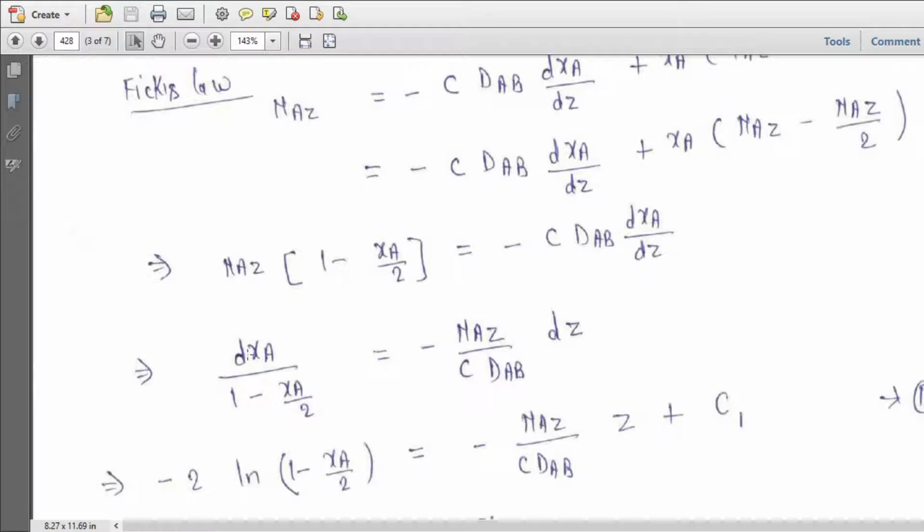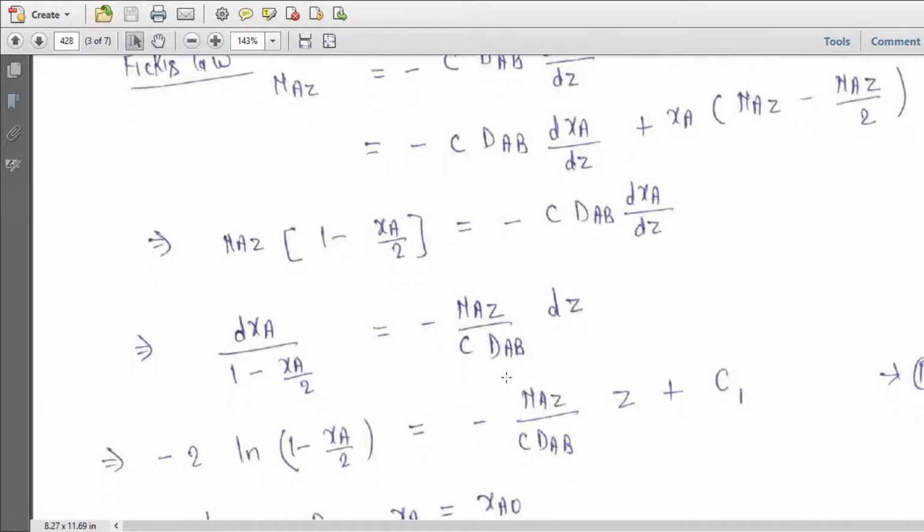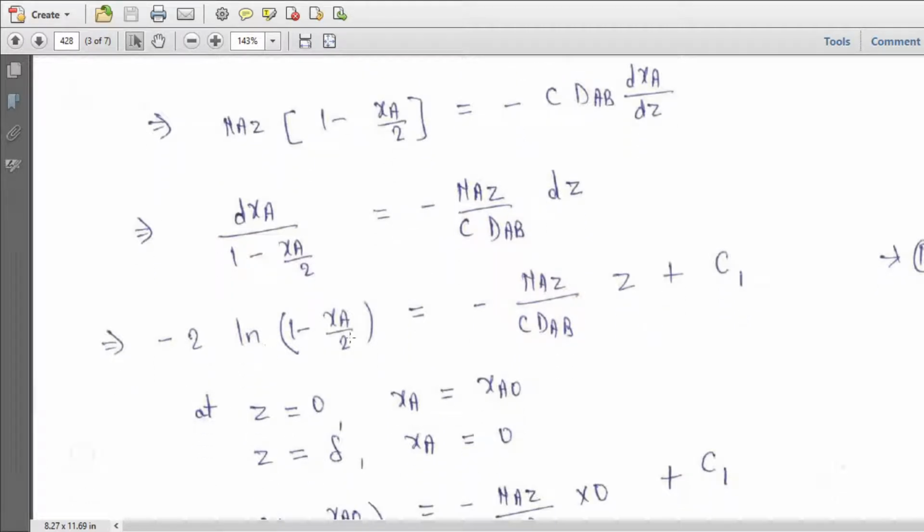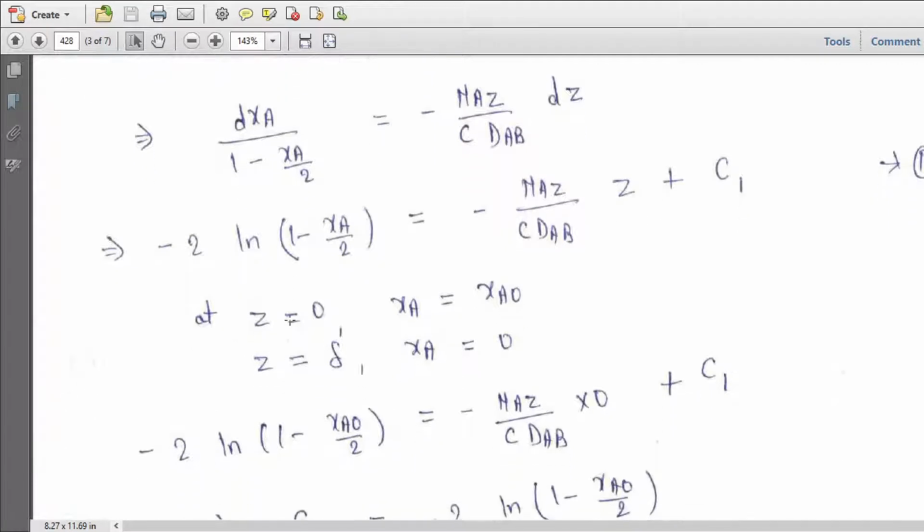So we can put the dXA terms on one side and the dZ terms on the other side and integrate. We will get minus 2 ln(1 minus XA/2) equals minus NAZ Z/(C DAB) plus C1. So this is equation number 1. We have boundary conditions: at Z equal to 0, XA equals XA0 at the beginning of the film. At Z equal to delta, the catalyst interface, XA equals 0. This is totally consumed, instantaneous fast reaction.